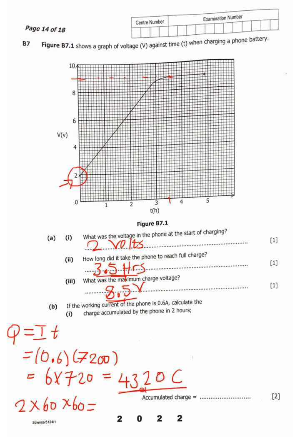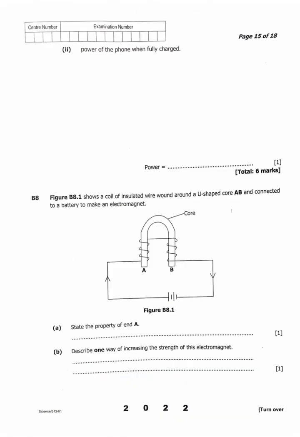Or if you can just use the calculator, 0.6 times 7,200 will give you 4,320 coulombs. That's the charge. Okay, now we can move on to Roman number 3.